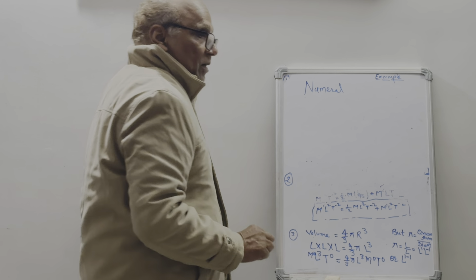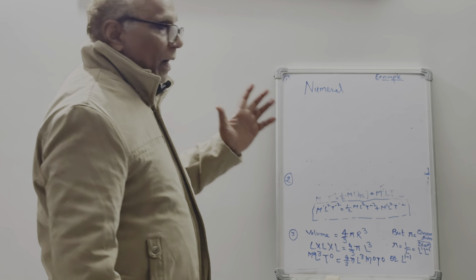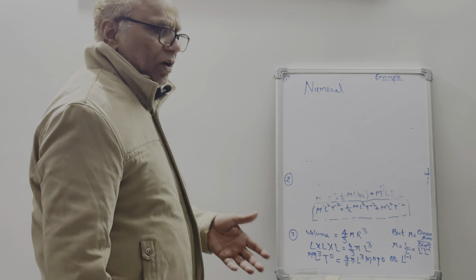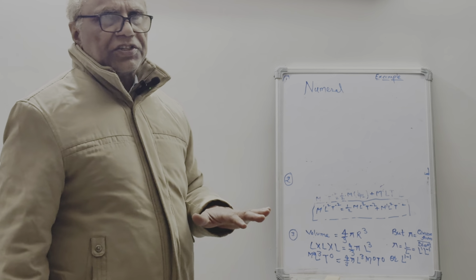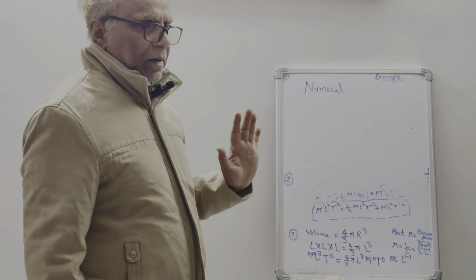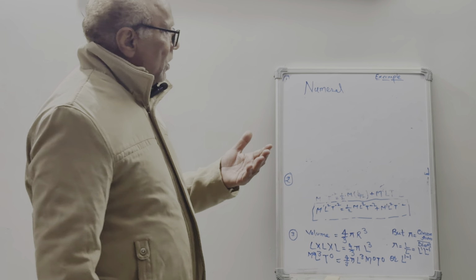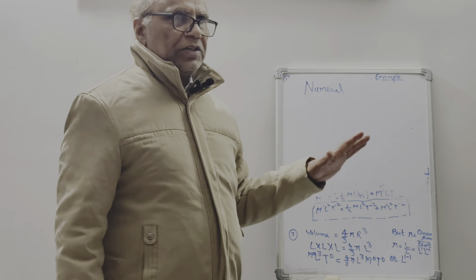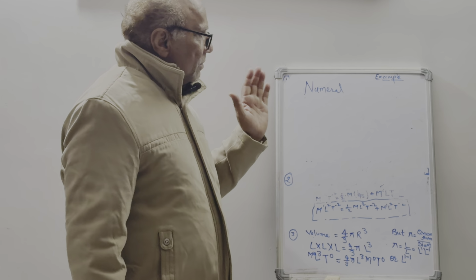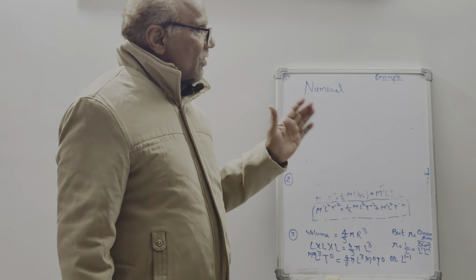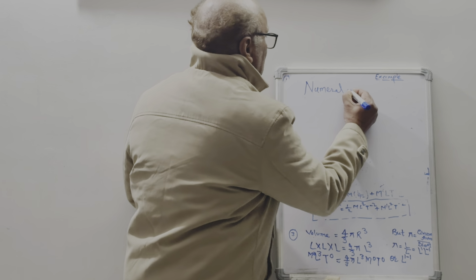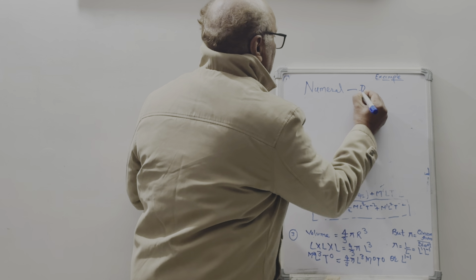Numeral is a number, any kind of number. It could be a real number, natural number, whole number, rational number, irrational number, whatever kind the number is. Numeral is just number. It is a count only. It has no physical dimension. It does not have either length or mass or time. So it is dimensionless.